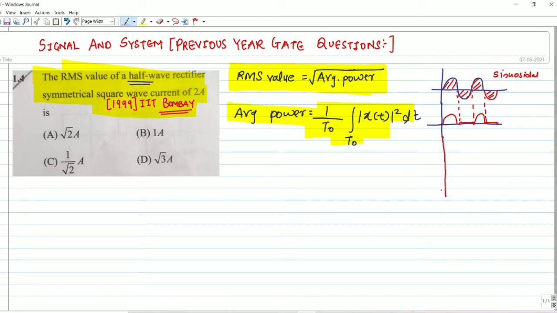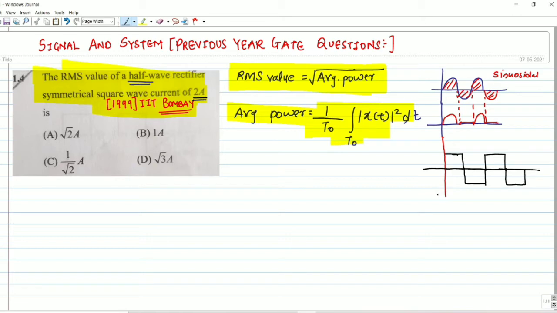In this question, we have been given a square wave of maximum amplitude 2 ampere. This is a square wave. This is the input signal we are providing to the half wave rectifier. What will the half wave rectifier do?